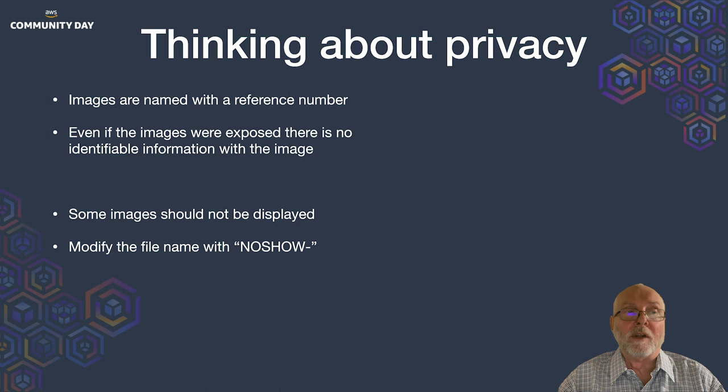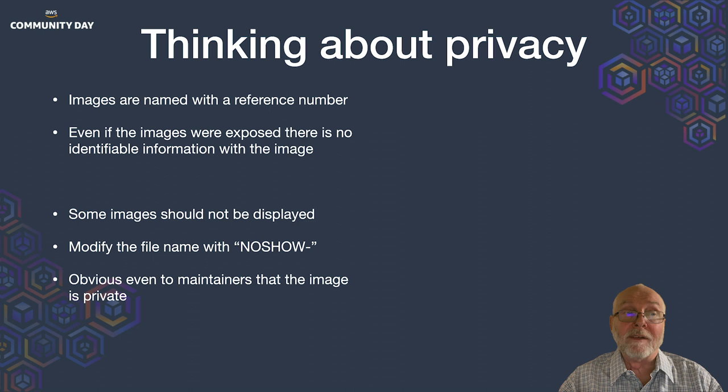There are other ways to mark the fact that an image should not be displayed, but this way has two advantages. We could store the private images separately, but by using this naming system, the image files can be stored in the same folder as unrestricted images, making the regeneration of the collection data much simpler. Also, by tagging the file name, it is obvious to anyone maintaining the system with access to the S3 storage that these files should not be displayed.